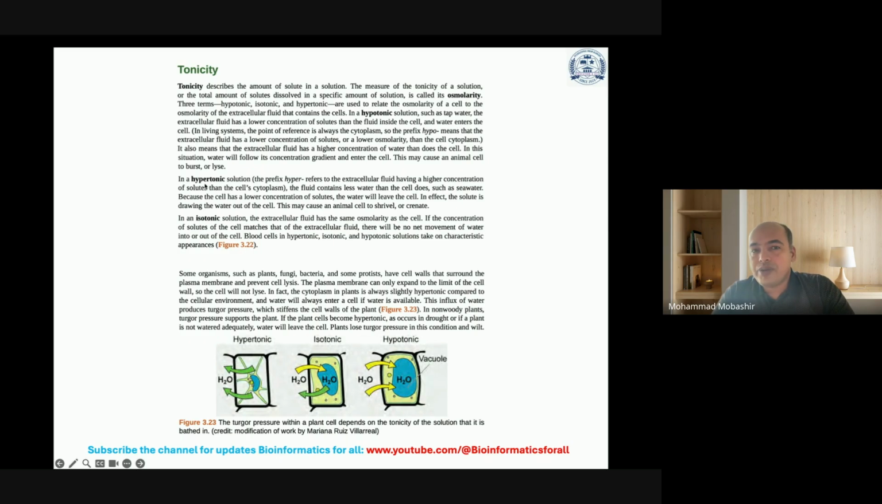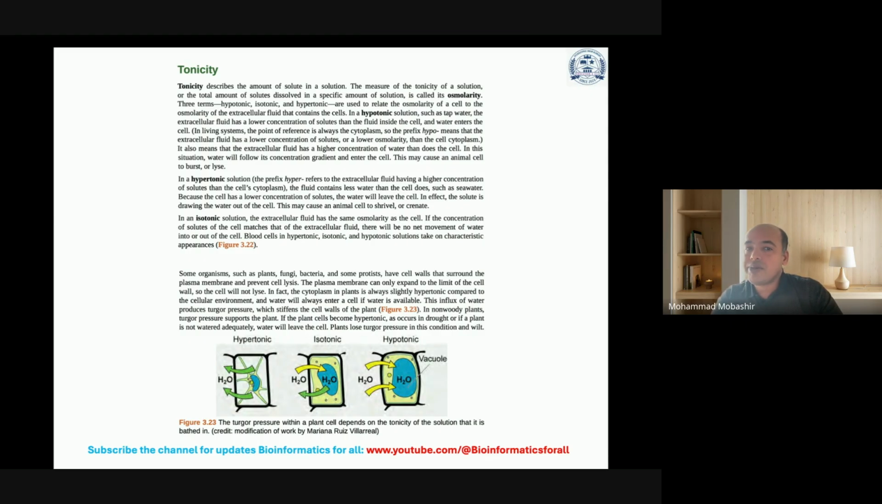In hypertonic solution, the fluid contains less water than the cell does, such as seawater. Because the extracellular fluid has a higher concentration of solutes, the water will leave the cell. So in effect, the solute is drawing the water out of the cell. This may cause an animal cell to shrivel or crenate. In isotonic solution, the extracellular fluid has the same osmolarity as the cell. If the concentration of solutes of the cell matches the extracellular fluid, there will be no net movement of water into or out of the cell.